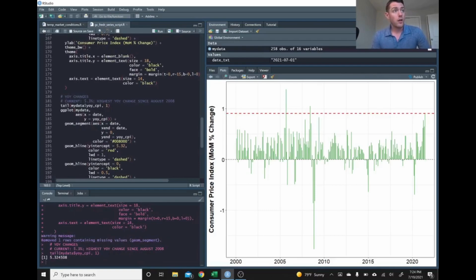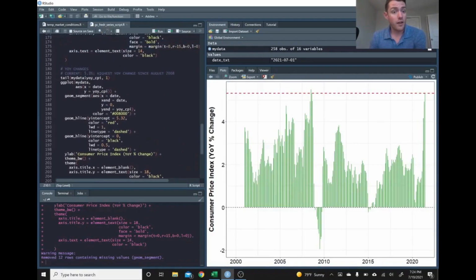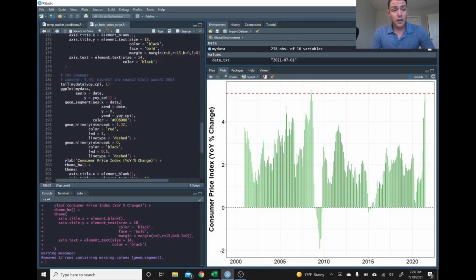Year over year, this is probably the one that you've heard the most. Year over year, CPI is sitting at 5.3%, and that's the highest year over year change since August of 2008. All right, so again, going back pre-pandemic, we're going back basically to the last time our economy crashed to see these kinds of numbers. And consumer price index is commonly used as a measure of inflation in our economy, and it's widely considered an underestimate of true inflation. So again, not good stuff.